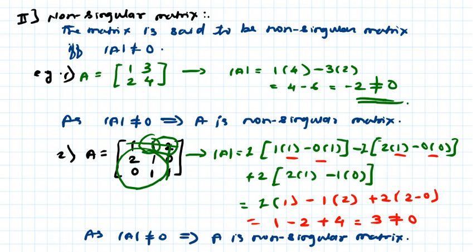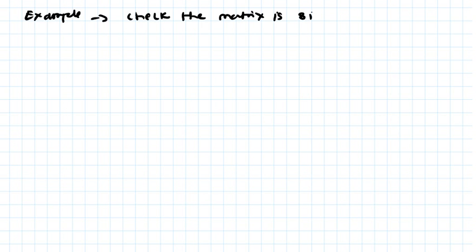Now I hope the definition of the singular and non-singular matrix is clear to you. Okay, you can solve some examples. I will give you for the assignment, for your practice. Example: check whether the matrix is singular or non-singular.